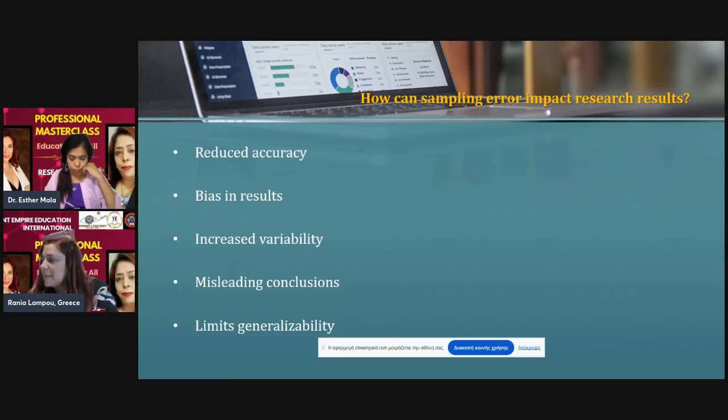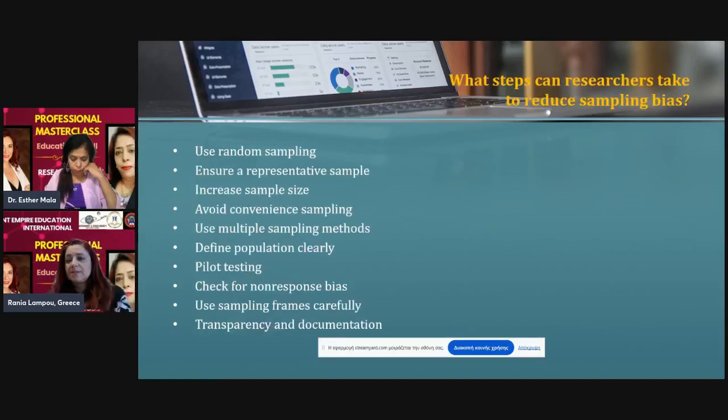And high sampling error makes it harder to generalize findings from a sample to the whole population, limiting the usefulness of the research. So in summary, we could say that sampling error introduces uncertainty and potential inaccuracies in research findings. So it's important to minimize it by choosing an appropriate sample size and sampling method, and to report its impact through statistical measures. So what are the steps that researchers can take in order to reduce this sampling bias?